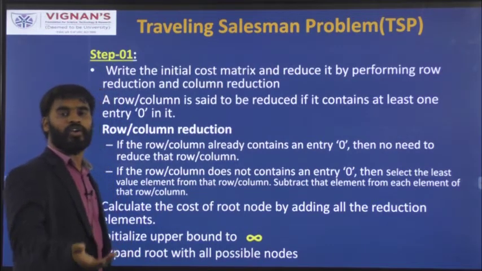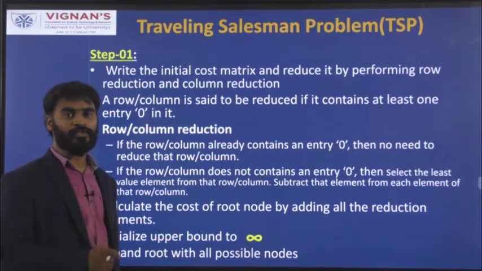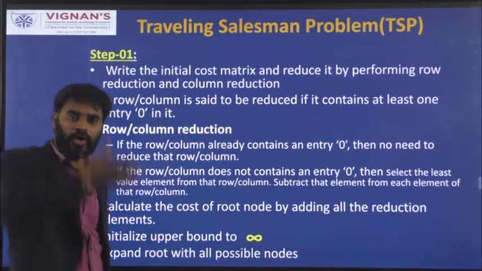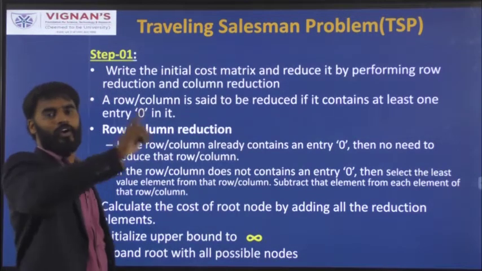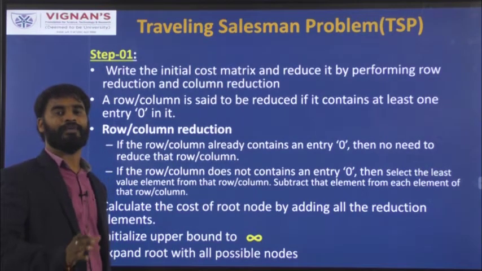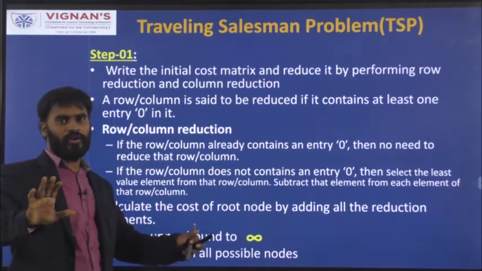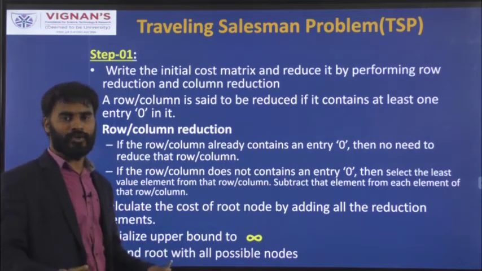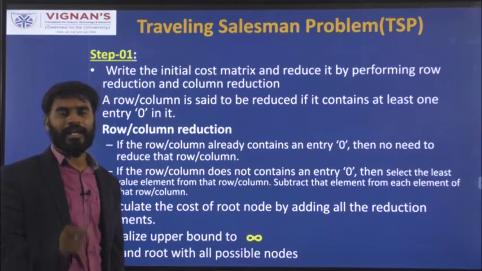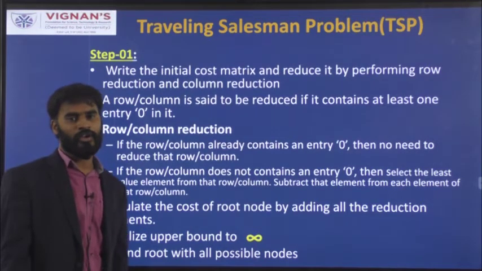If any row or column does not have at least one 0, we have to identify the minimum element in that respective row or column and subtract that minimal element from all the elements. That minimal element is called the reduction element. If any row does not have any zeros, find the minimum element, called the reduction element, and subtract it from all the elements. The same applies to columns also.